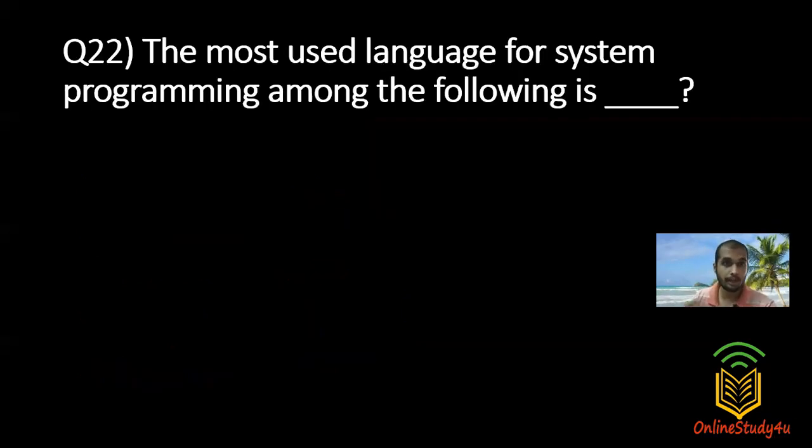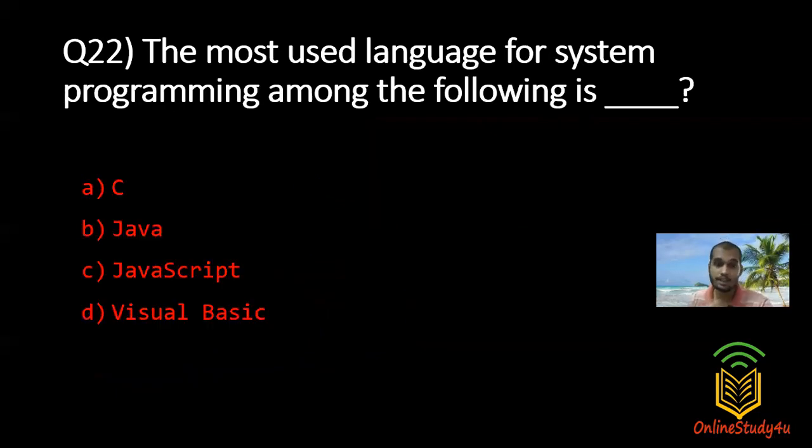Next question is 22. The most used language for system programming among the following is C, Java, JavaScript, Visual Basic. The most used is obviously the C programming language. C is very near to your system, and in developing all the operating systems, C programming is used. If you take your Windows operating system, your Mac, your Linux, all these things have C programming implementation. C is able to do kernel level operations. It can manipulate memory. It can talk to registers. You can embed assembly level code in C programming, and it is very powerful for system programming.